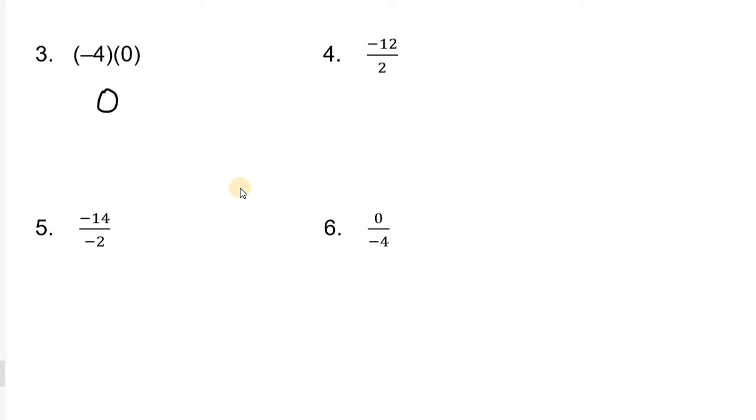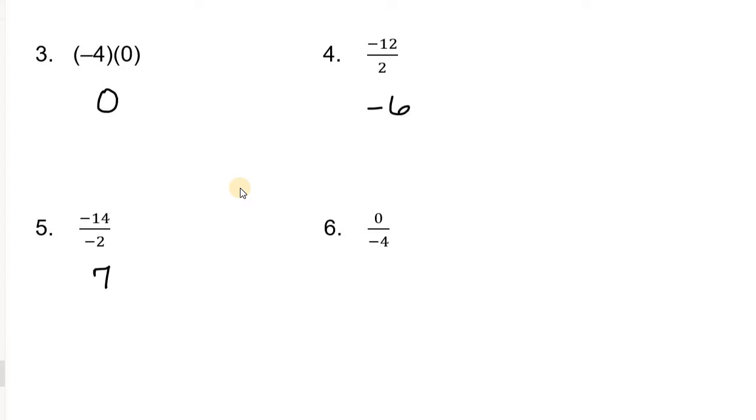Problem number 4, I have negative 12 divided by 2, so I have different signs, right? One positive and one negative. So the answer here is going to be negative 6. Problem 5, I have a negative divided by a negative, so I have same signs, so the answer is positive. So 14 divided by 2 is 7.